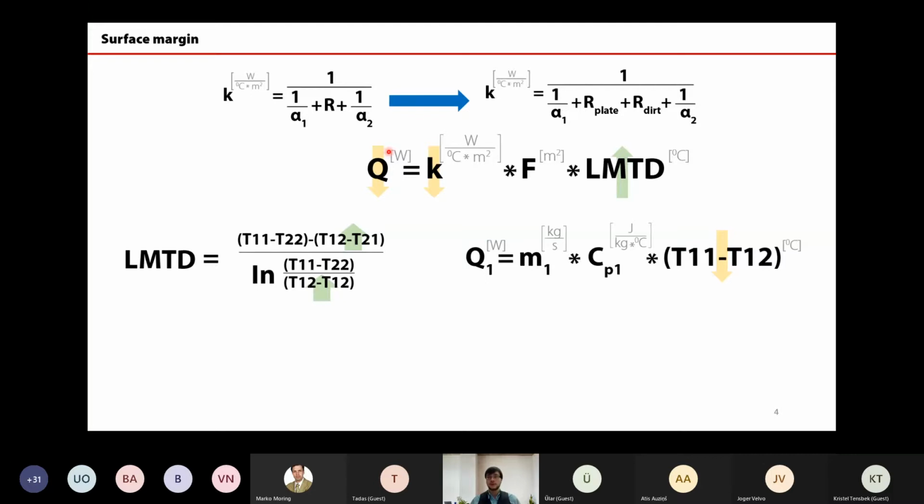And in order to transfer the same amount of heat, I need to compensate by increasing the mass flow. I'm not now talking about specific applications where we can have flow limiters and something like this. It's just how the mathematics works.